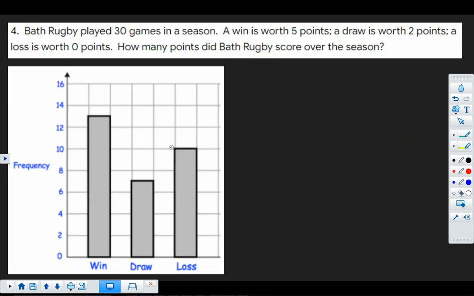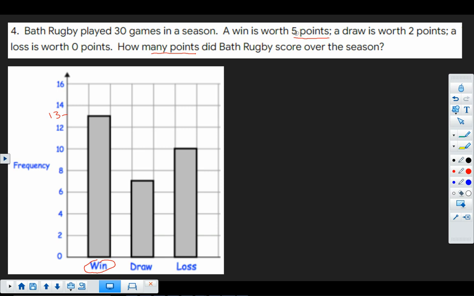Okay, question 4. We're asked how many points did Bath Rugby score? We're told that a win is worth 5 points. Well, these are the wins here. How many of them are there? Okay, well, we can read on the graph there that there are 13. And they're each worth 5 points.